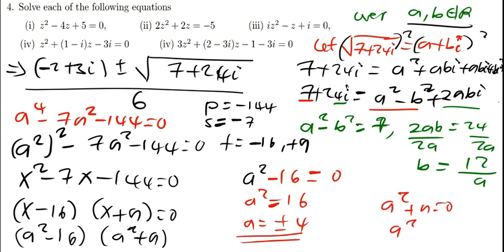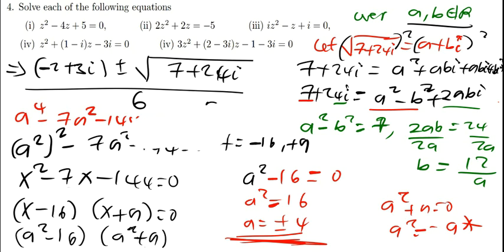A squared will be equal to negative 9. We can't square a number and get negative 9. In this case we are dealing with only real numbers, so this can't work out. So I'll only work with a is equal to plus or minus 4. Now that a is equal to plus or minus 4, I need to find the value of b.